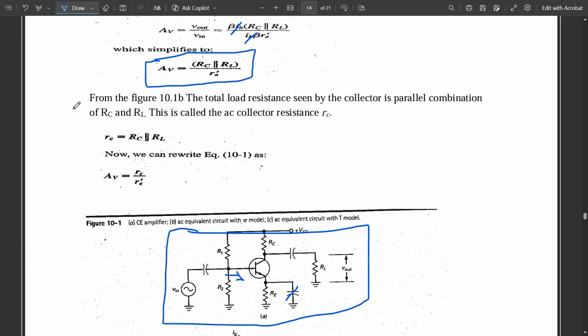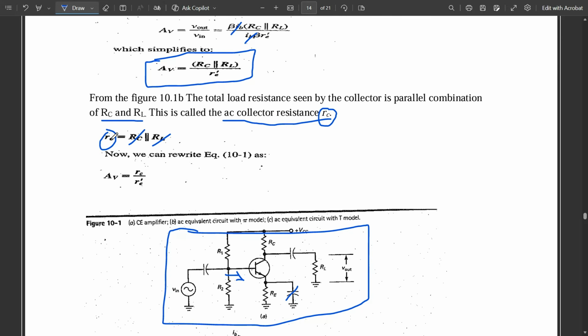Before that, you see we are having one drawback here. From figure 10.1b, the total load resistance seen by the collector is the parallel combination of RC and RL. So this is called the AC collector resistance, small letter rc. That is written by RC parallel to RL. So what I'm doing is replacing this RC parallel to RL component with the AC collector resistance rc, because we are writing in terms of AC, right? And these two components RC and RL are pure DC components because they are written in capital letters.